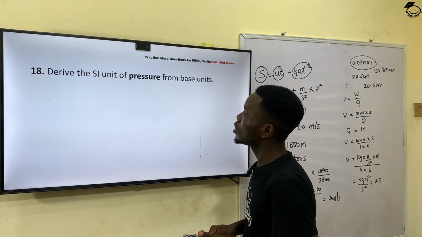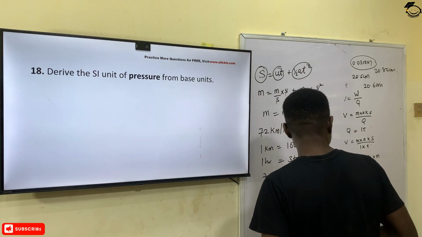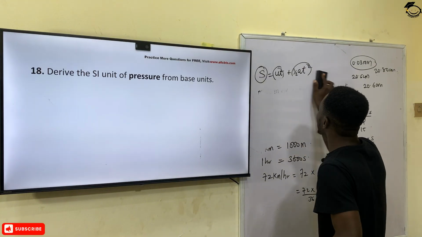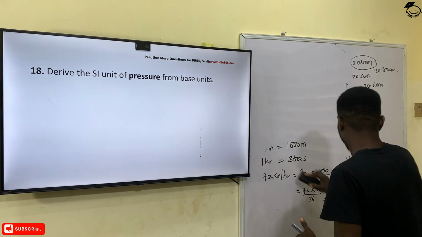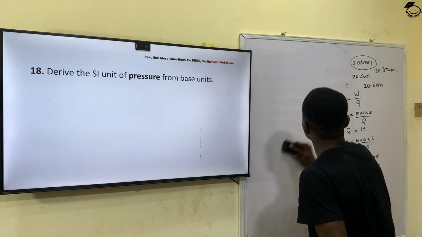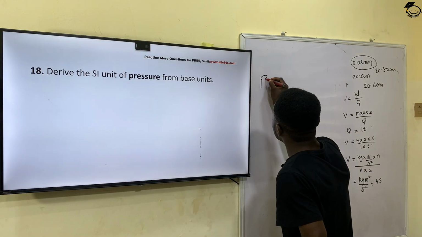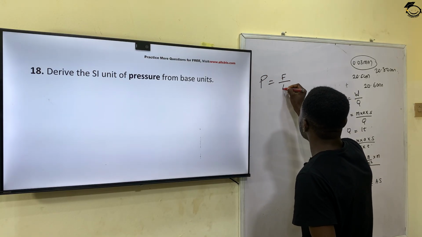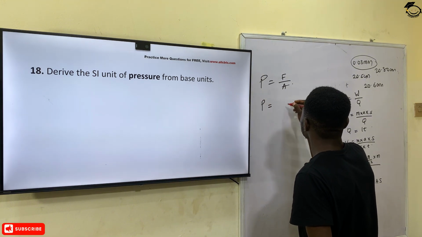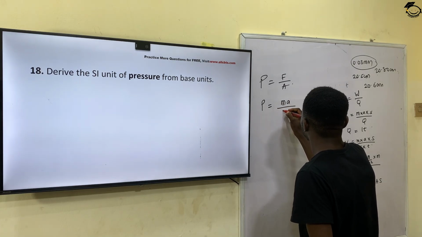So that takes us to question number 18. It said, derive the SI unit of pressure from base units. So we know that the pressure of a liquid is force over area. So pressure is equal to force over area. This is the same thing as saying my pressure is equal to, my force is mass times acceleration, over area, which is what?